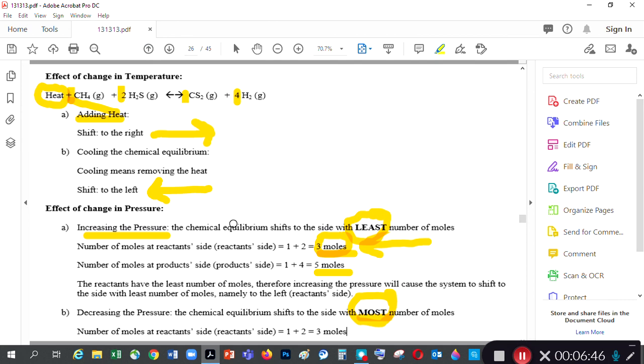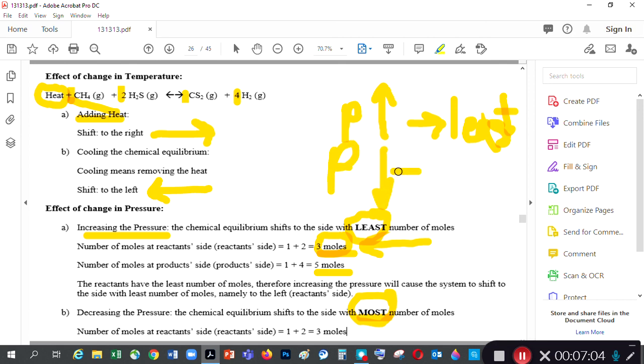If we increase the pressure, the shift will be to the least number of moles, L-E-A-S-T. If the pressure decreases, the shift will be to the most number of moles. This is very important, very, very important.